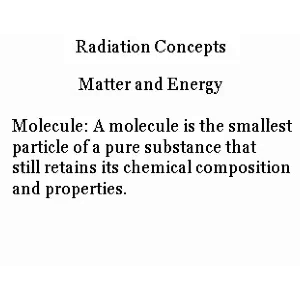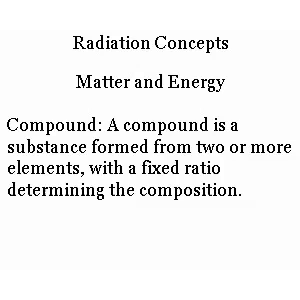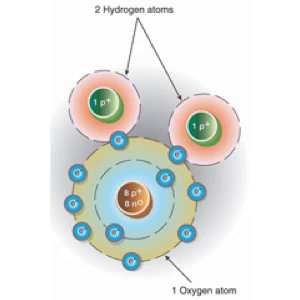And then after we have molecules, we have compounds. A compound is a substance formed from two or more elements with a fixed ratio determining the composition. And the ratio is dealing with whole numbers. When we look at a compound, we're looking at water. Water is a compound. It has hydrogen and oxygen attached together. So it's H2O, two hydrogens, one oxygen, and they come together to make a compound.